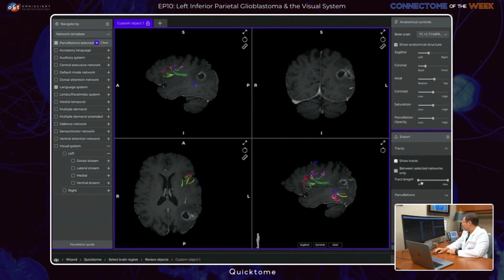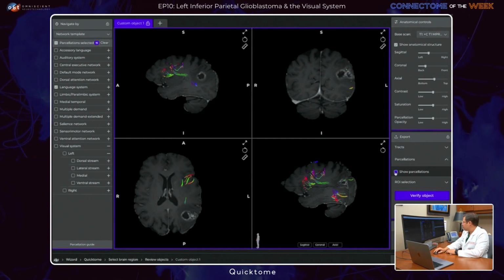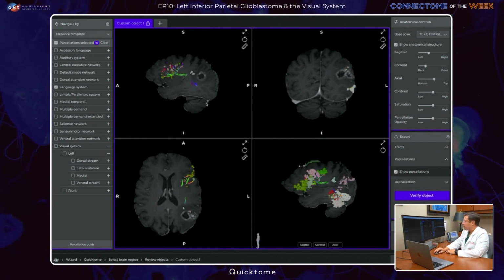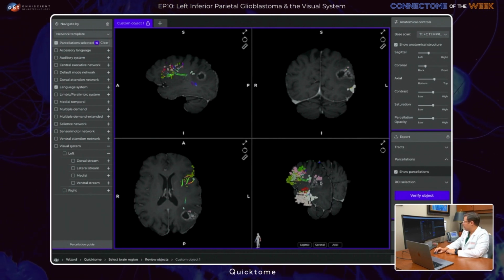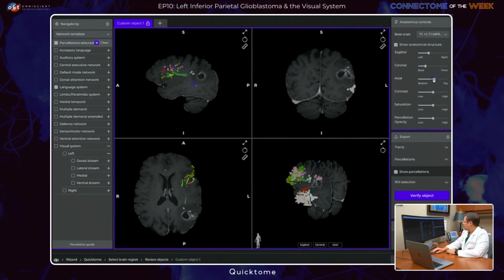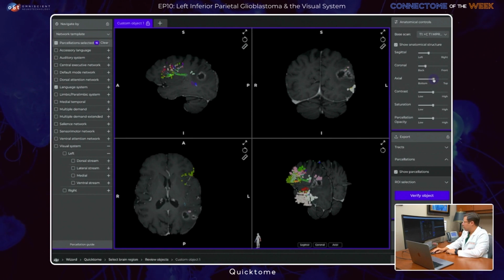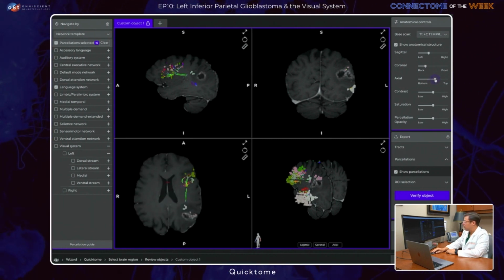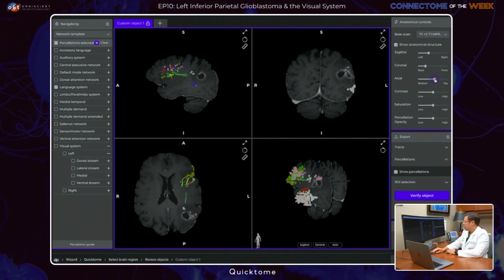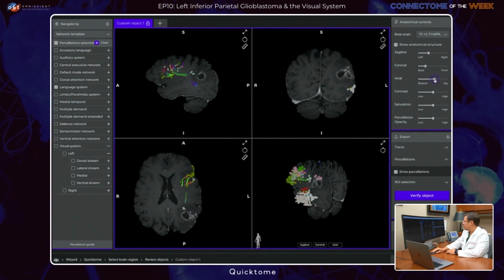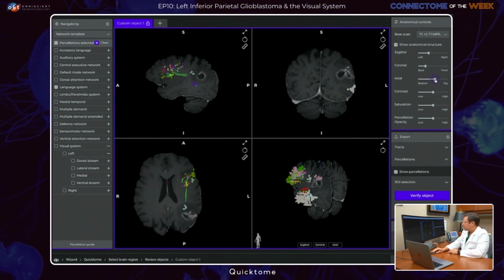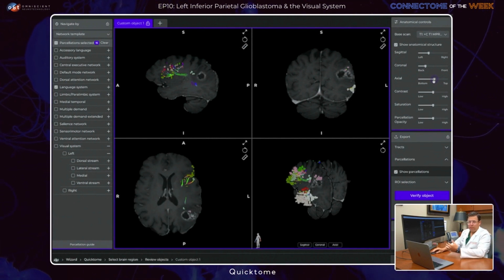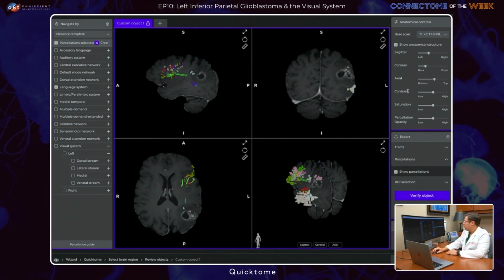So if we start by loading up our tracts and parcellations, we start first with the language system. There's no question here. We can see our tumor, which is here, is surrounded by the parietal component of the language network. So that makes sense that he's having these language issues. And it also tells us that anterior to the lesion is where we really need to focus our awake mapping.